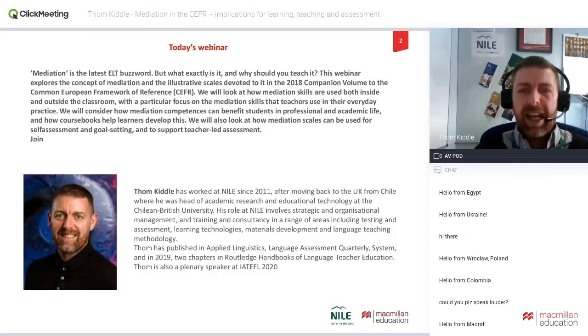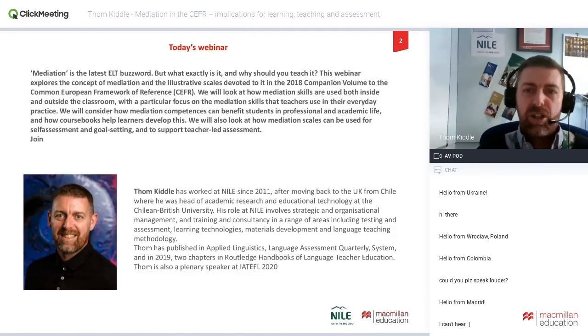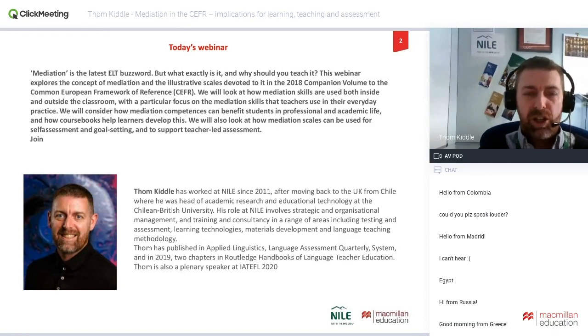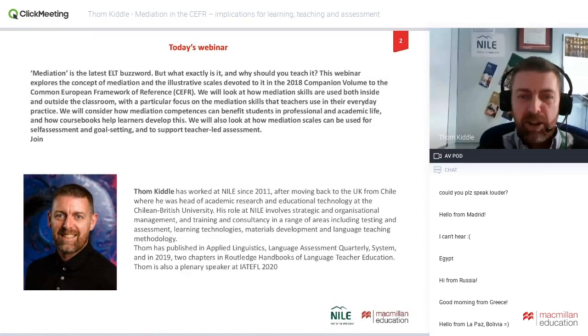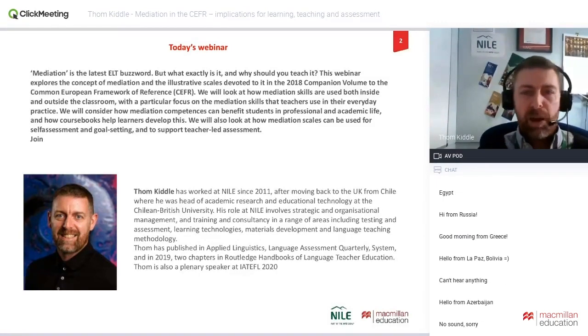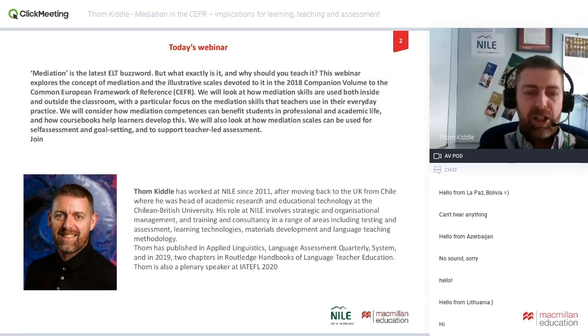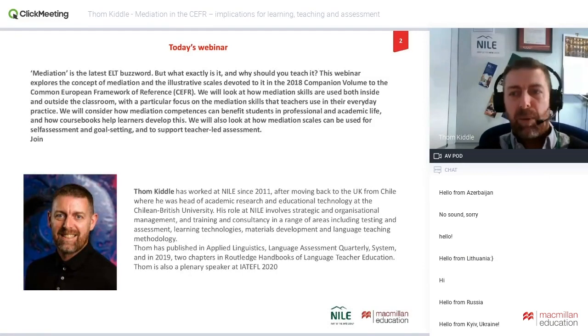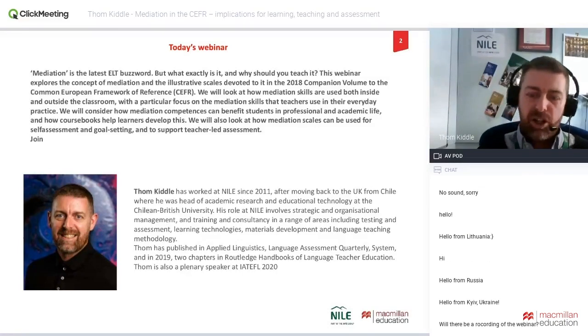In order to get into talking about mediation, its relation to the CEFR, and then the implications and applications of mediation, I want to start by re-establishing and setting some foundations about what we mean when we talk about the CEFR, the Common European Framework of Reference, so we're all relating to it in a similar way. I know that the CEFR will be familiar to you in many contexts, in many ways, but I just want to establish the way that I look at the CEFR and how that, I think, will help us to look at mediation in relation to it.